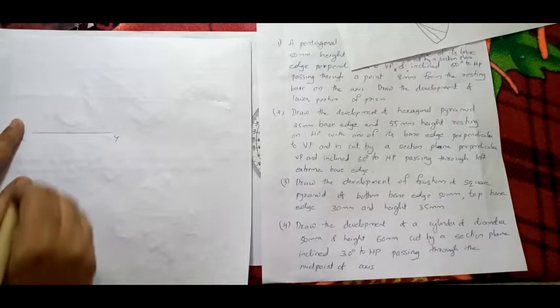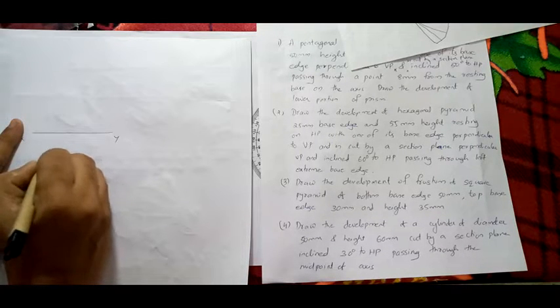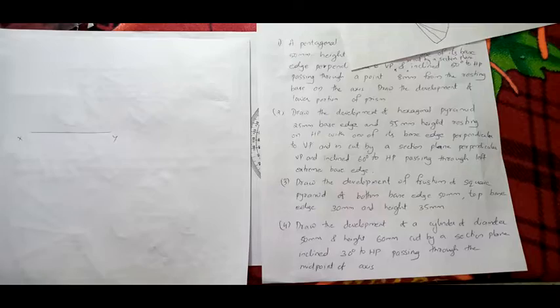So they have told the bottom base edge is 50 mm and the top base edge is given, and also the height of the frustum is given. So first we will start with the bottom base edge. The bottom base edge is given as 50 mm. So what does a frustum mean?